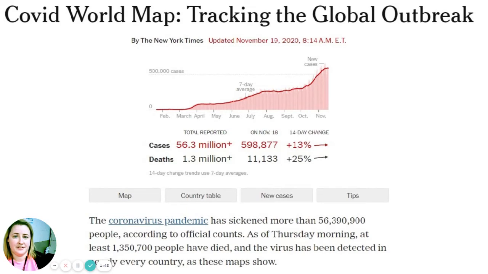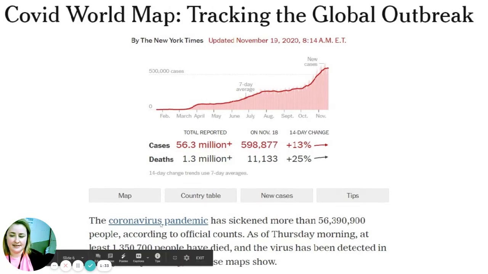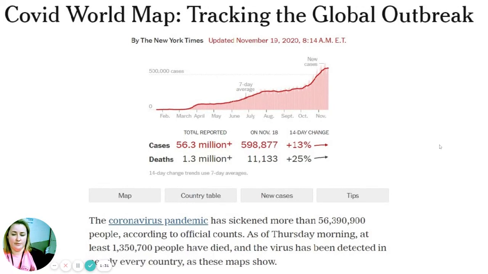Okay, now that you've answered that question, we're going to take a look at this COVID world map. Here you see the example of the graph, and this says the coronavirus pandemic has sickened more than 56 million people, according to official counts. As of Thursday morning, at least 1,350,700 people have died, and the virus has been detected in nearly every country, as these maps show. Those are the maps that I did not put in the image.